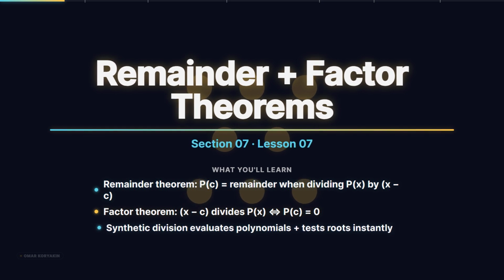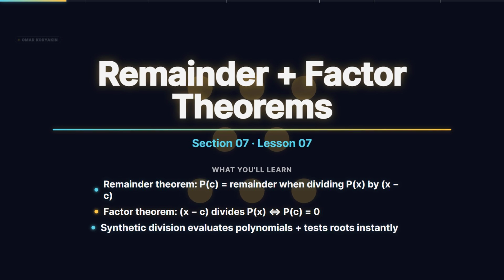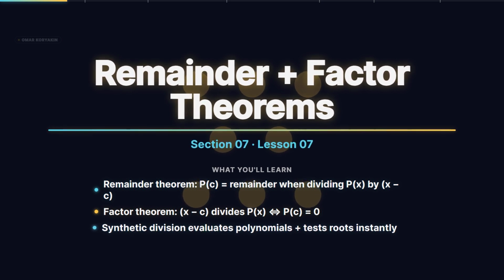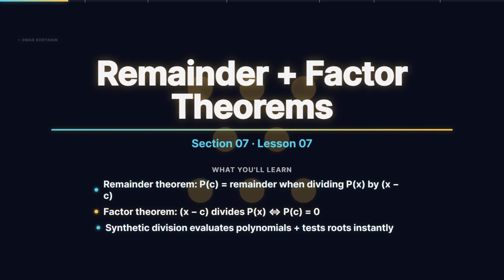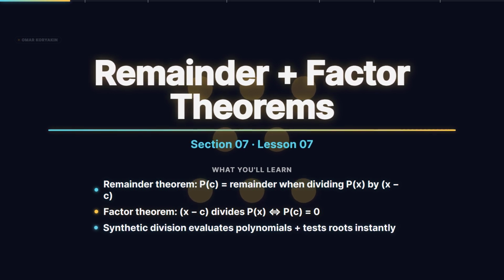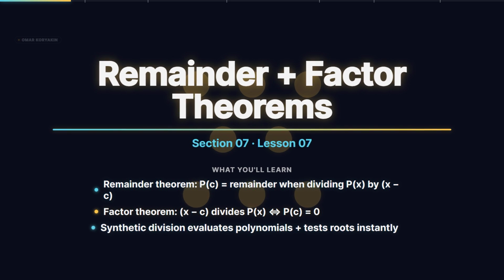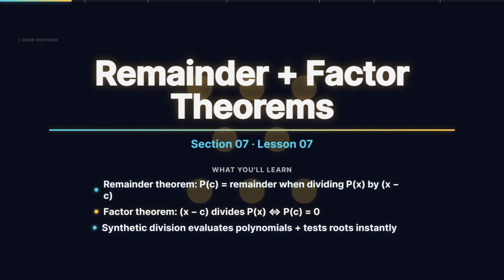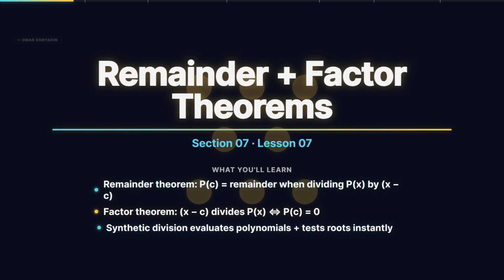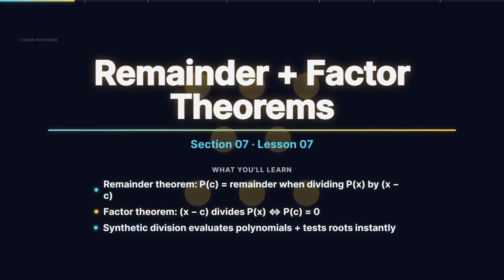Practical applications. The remainder theorem makes synthetic division a fast polynomial evaluation tool. To evaluate p of c, set up the synthetic division tableau with c at the left and the coefficients of p across the top, run the algorithm, and the bottom right entry is p of c. This is dramatically faster than direct substitution for high-degree polynomials.